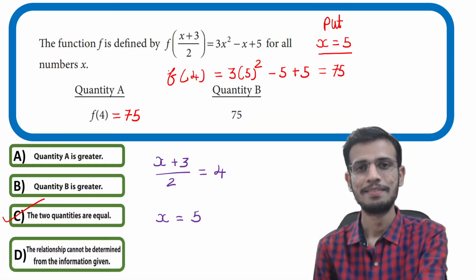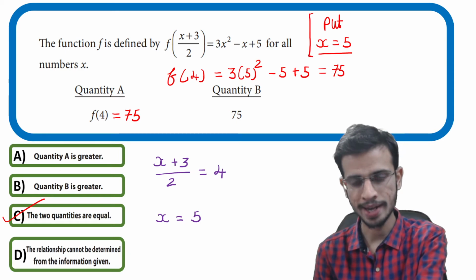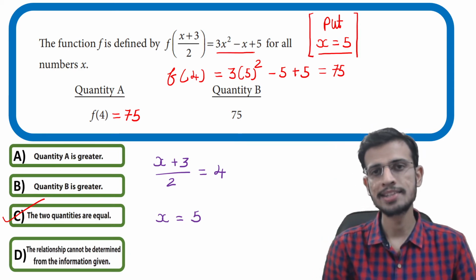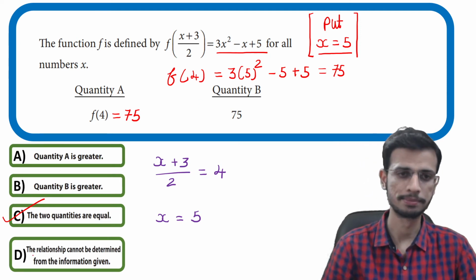We'll put x equal to 5, get f of 4 on LHS, and for the same x we will get some RHS. That is 75. Okay.